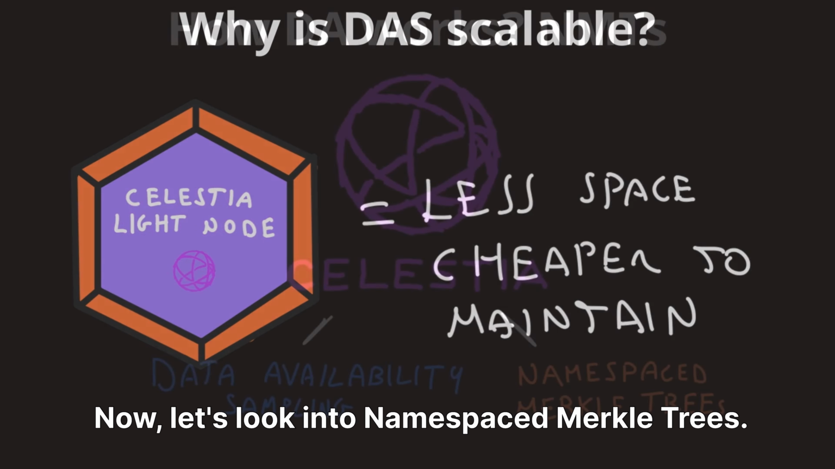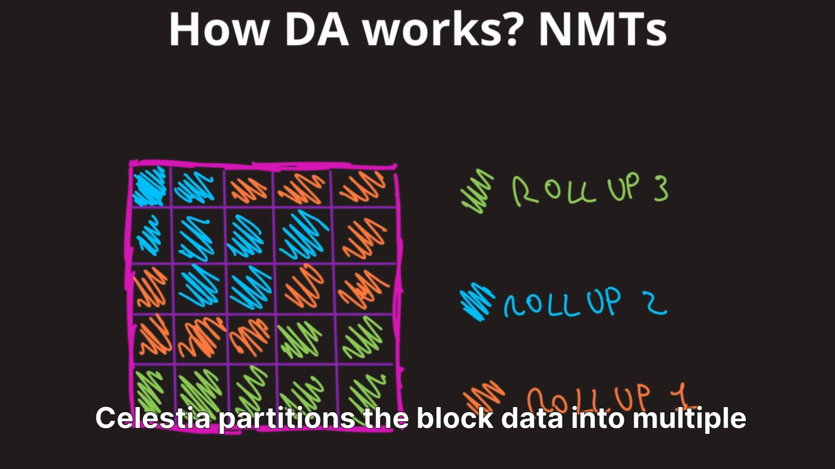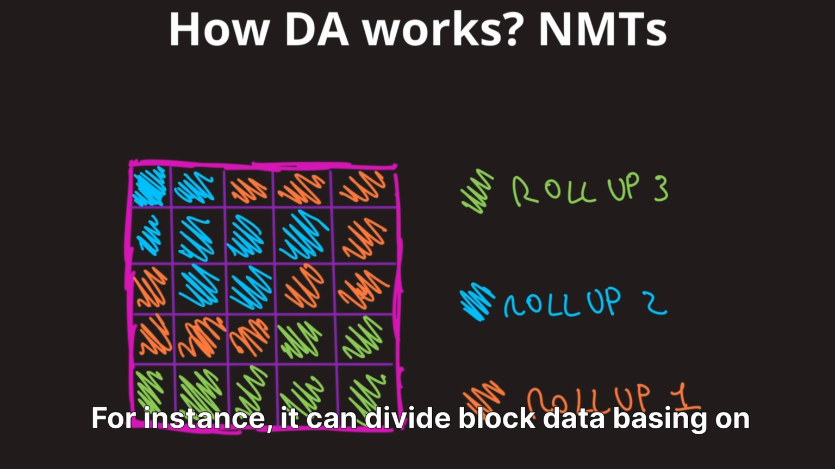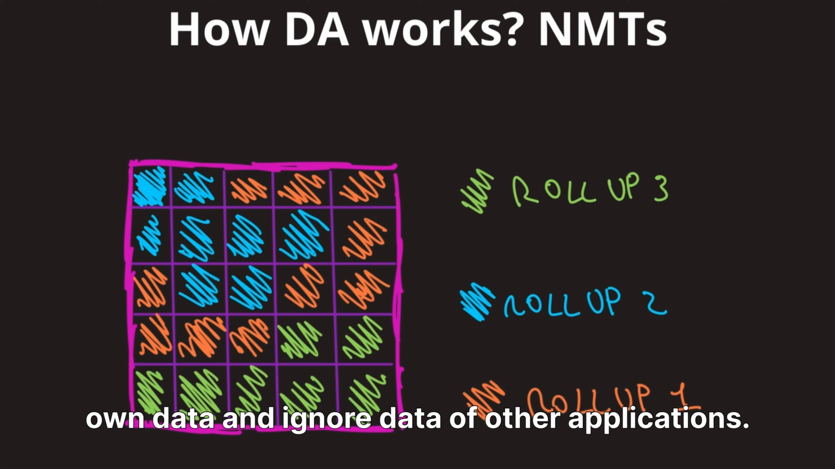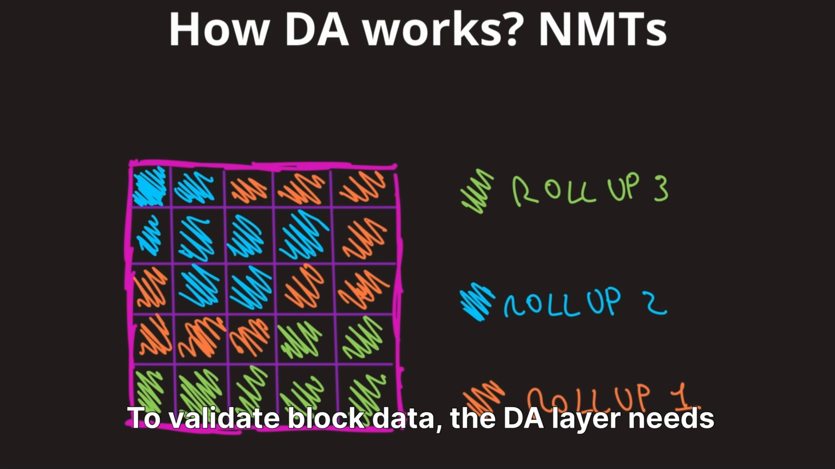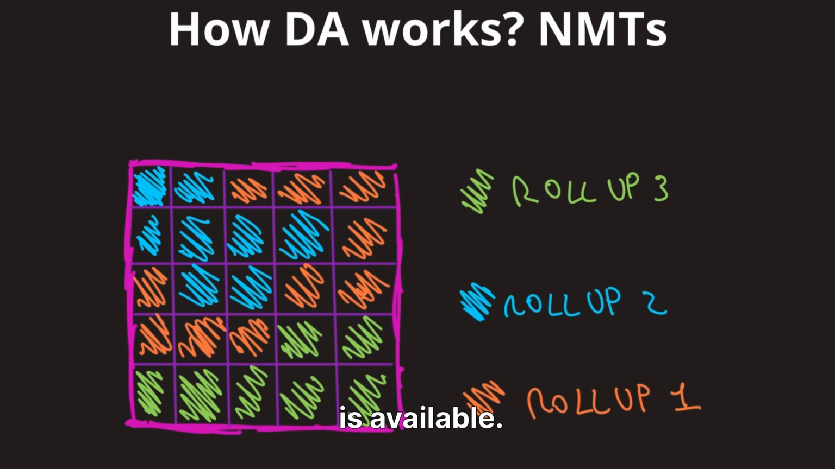Now let's look into namespace Merkle trees. Celestia partitions the block data into multiple namespaces. For instance, it can divide block data based on the rollup, so every rollup will have its own namespace. This way, every application needs to download only its own data and ignore data of other applications. To validate block data, the DA layer needs to prove that just data for a given namespace is available.